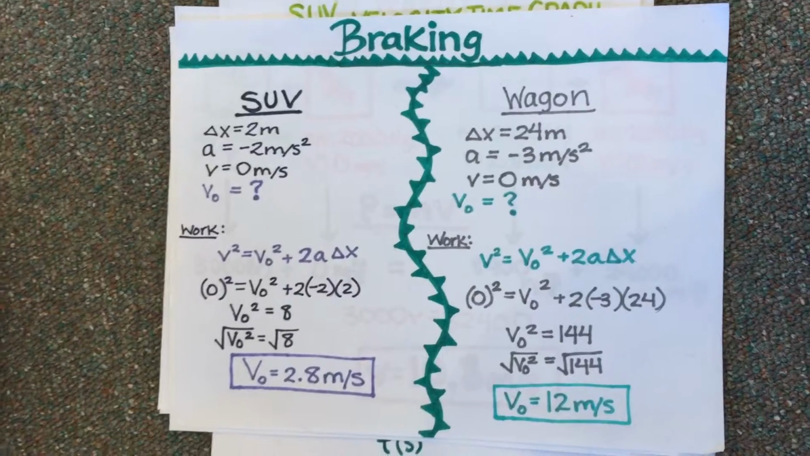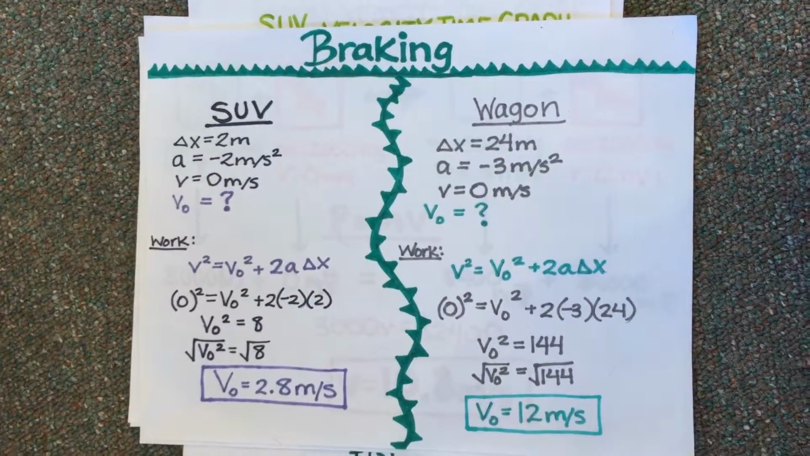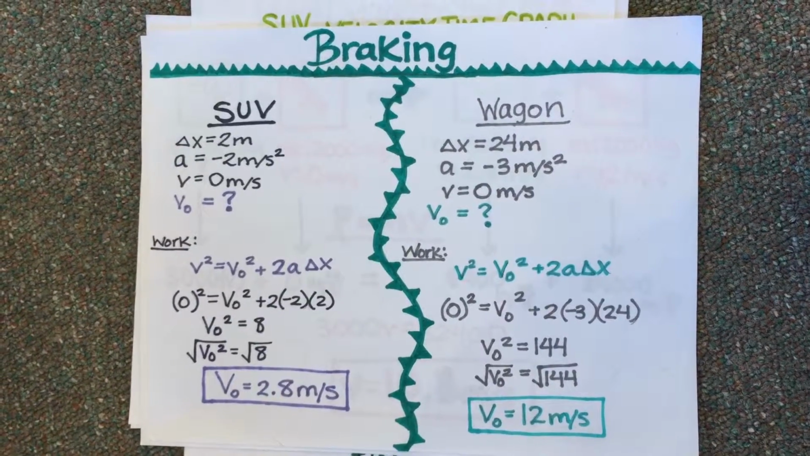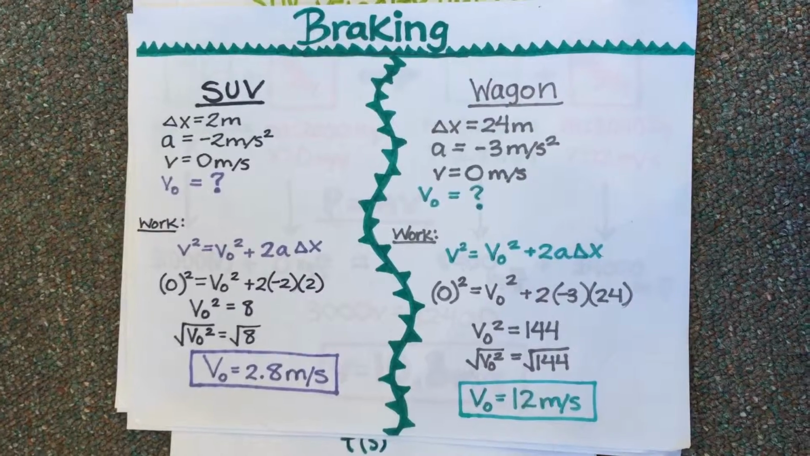To find the initial velocities in the braking section, we plug the given information for both vehicles into the equation v squared equals v naught squared plus 2a delta x.